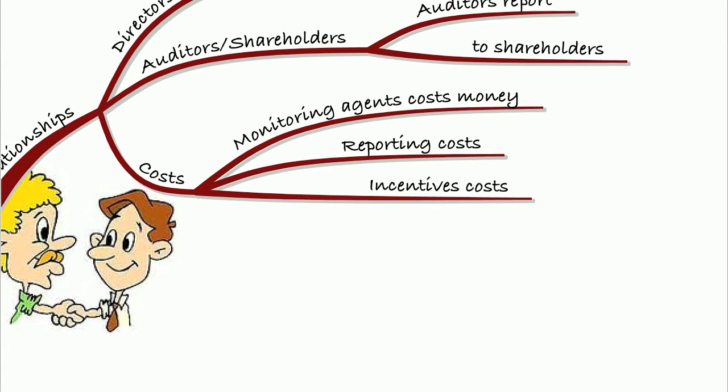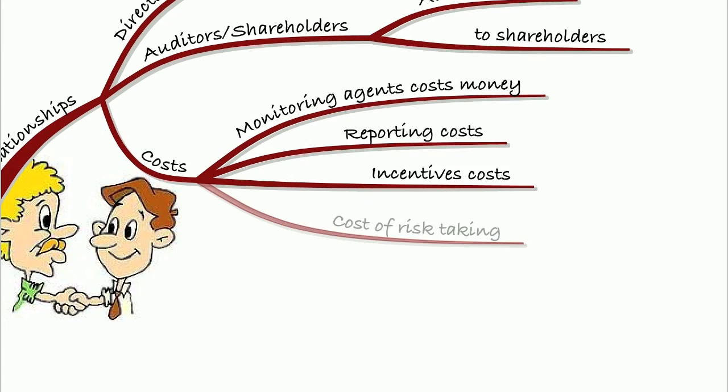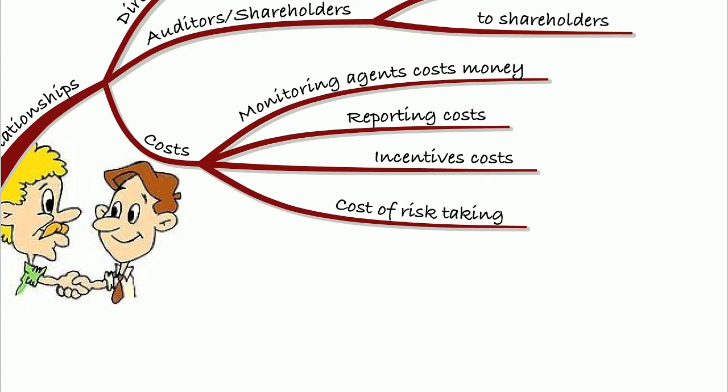The incentive costs. So we have to make sure that we have incentives in place to try and get the agents to act in a way that's beneficial to the principal. For example, by offering share options or deferred bonuses or bonuses related to the share price. So those incentives cost money. Those are agency costs. There's also going to be the cost of risk taking. The agents are going to take risks. That will have a cost because when there's a risk, there's always that chance that it may go wrong.